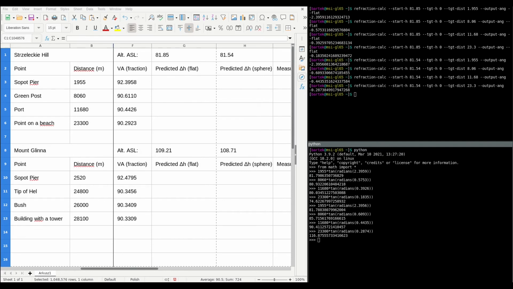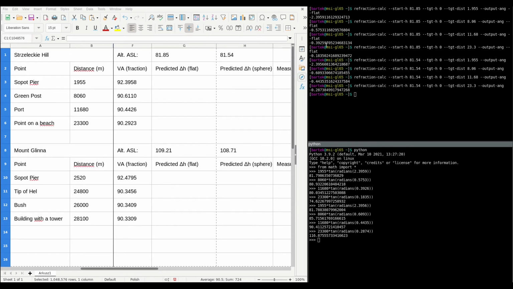Now that I have the altitudes, I use them to generate the predictions for all the points in both models. Again, I used the refraction calculator to do that. You can see the commands I ran to generate the predicted angles and then to turn these angles into delta H in Python. So as you can see, I took the distances from here, the altitudes from here, and then I ran it in various combinations.